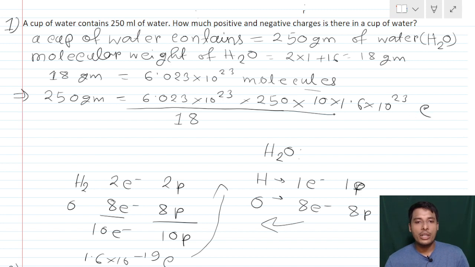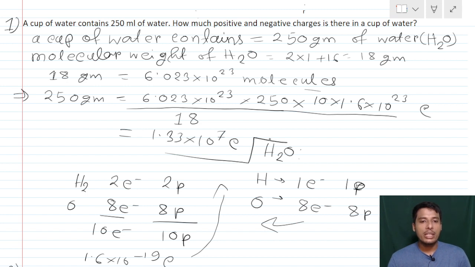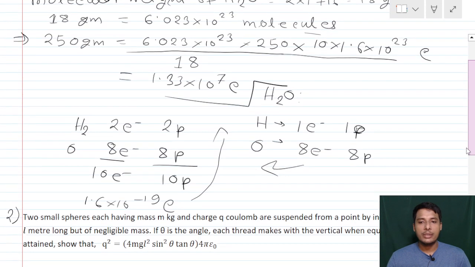So we have converted the molecules into the charge. If you just calculate this, you have 1.33 into 10 to the power 7 coulomb. So that means we can say that inside a cup of water, that is 250 gram, we have 1.33 into 10 to the power 7 coulomb of charge. I think it is understandable to you. So let me discuss the next problem.